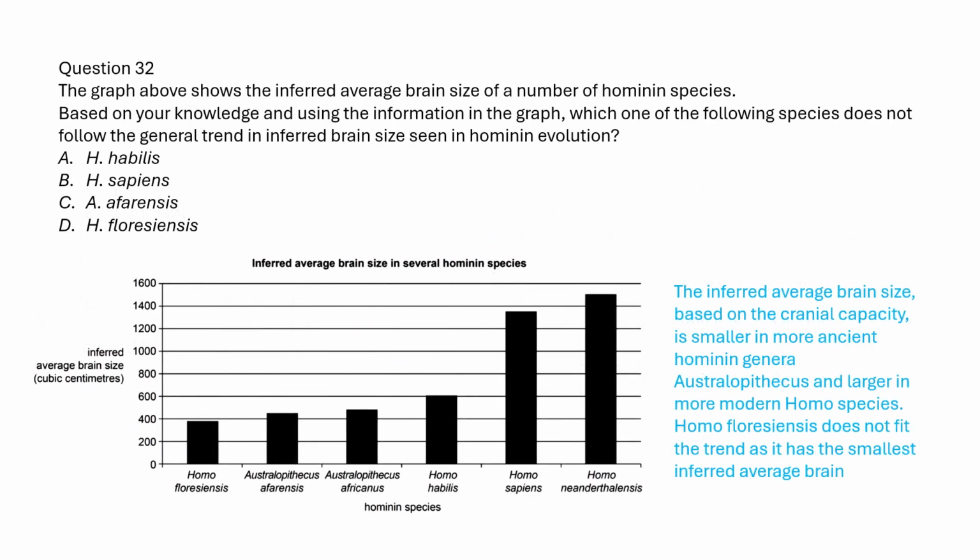A histogram displays the inferred average brain size for various hominin species. It shows that more ancient hominin genera, like Australopithecus, had smaller average brain sizes, while more modern Homo species had larger ones. However, Homo floresiensis is an outlier, having the smallest inferred average brain size among hominins.